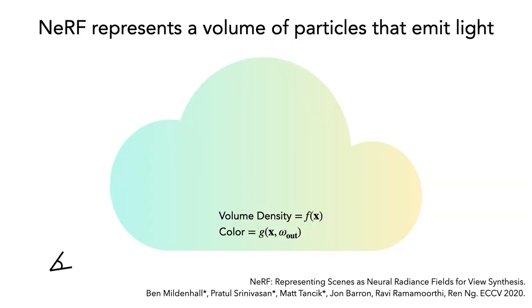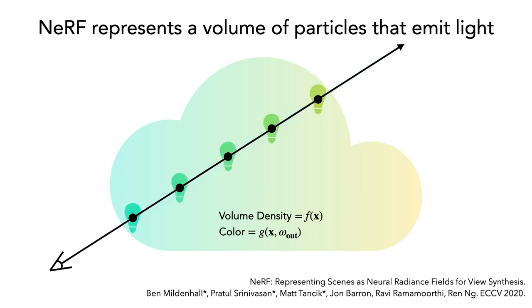Let's take a look at why this is the case, using this visualization of a toy scene that just consists of this colorful cloud. We can think of NeRF as representing a scene as a continuous volume of particles that emit light. So we have an MLP F that outputs the volume density at any location x, and another MLP G that outputs the color emitted by particles at that location, along any viewing direction, omega sub out. Rendering a ray that passes through a NeRF is simple.